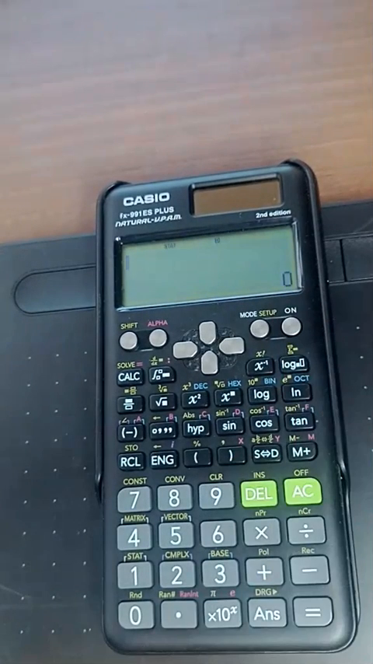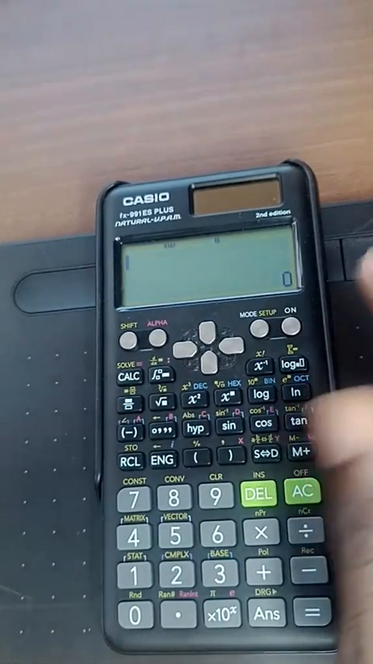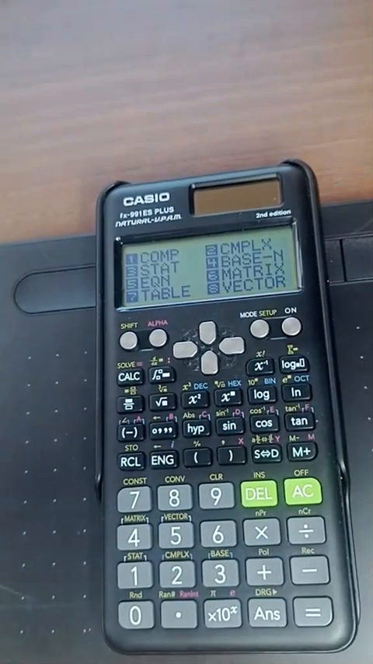You simply press the on button of the calculator. Beside the on button, you will see the mode of the calculator, which is also written setup. So let us press mode. The first function in the mode is compound mode.